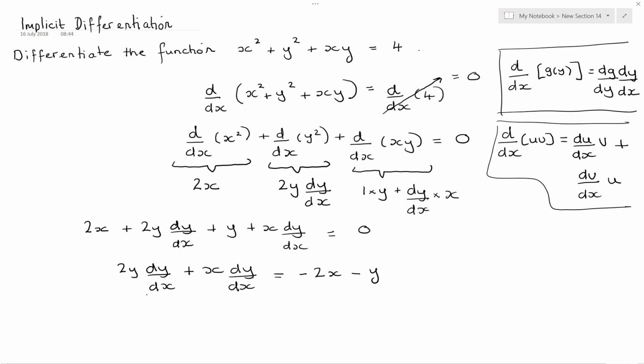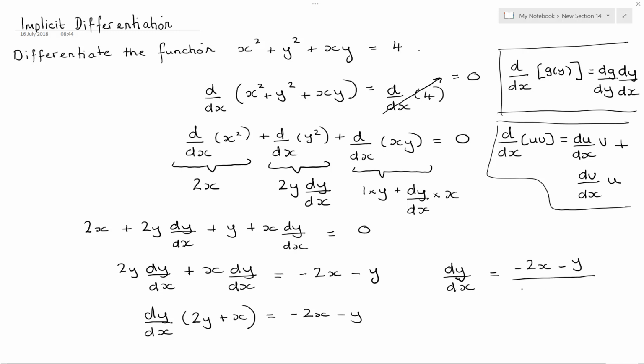So what we should see now, if we take this left hand side, we can see that dy by dx is a common factor in both terms. So we're going to factorise that out. So we'll take out a dy by dx to leave us with a 2y plus an x in our bracket, and that is equal to minus 2x minus y. And then finally we can get dy by dx on its own by dividing by 2y plus x. So I can see dy by dx is equal to minus 2x minus y, all divided by 2y plus x. And that there is our final answer. That is dy by dx for this implicit function here.